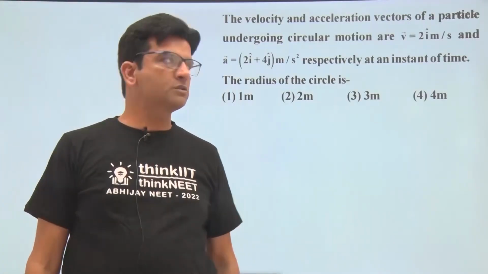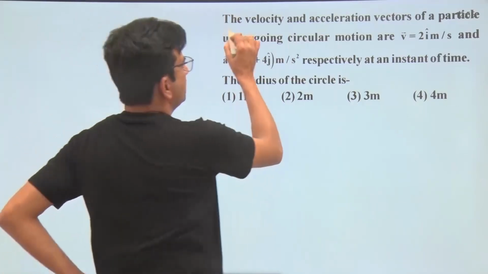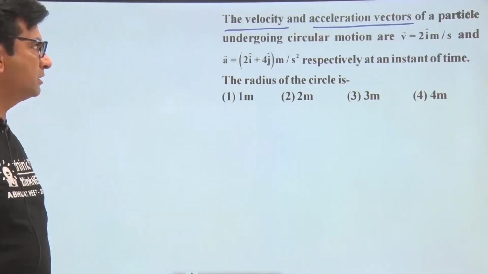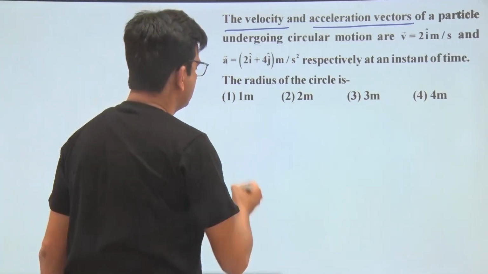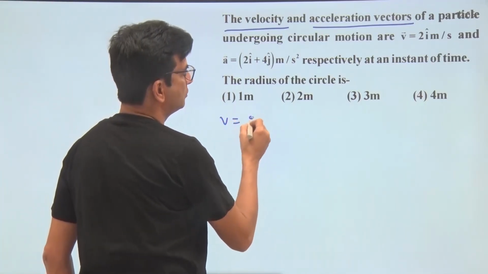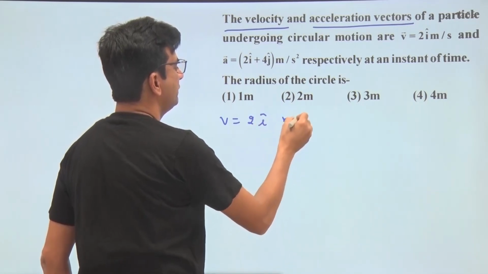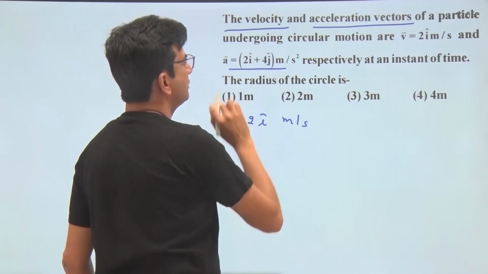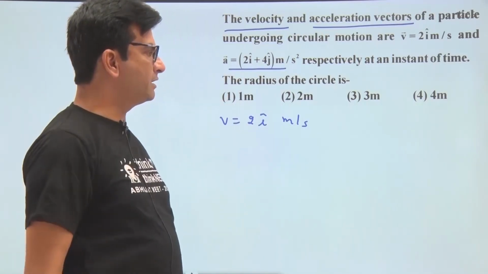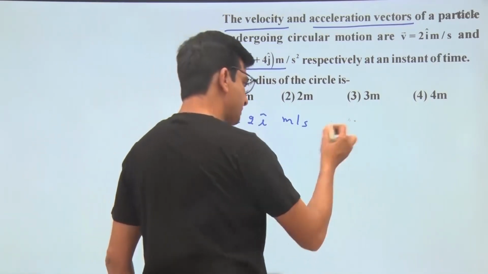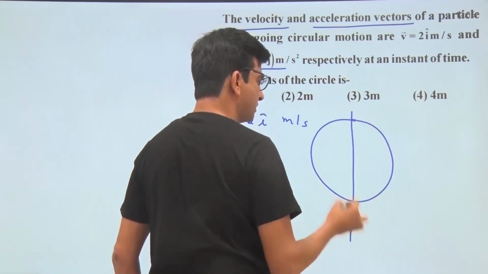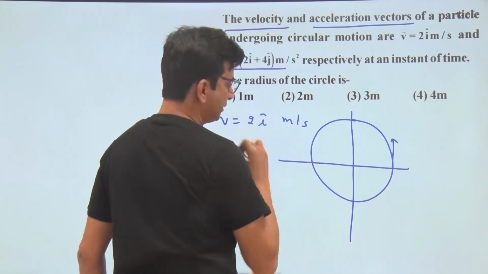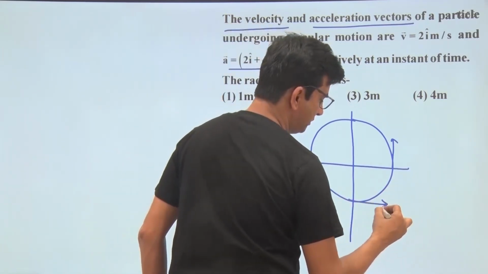Hello guys, let us solve this question. The velocity and acceleration vector of a particle undergoing circular motion are v equals 2i cap meter per second and a equals 2i plus 4j respectively at an instant of time. At any instant, let the particle move on a circular path, its velocity is v. Now velocity is 2i.